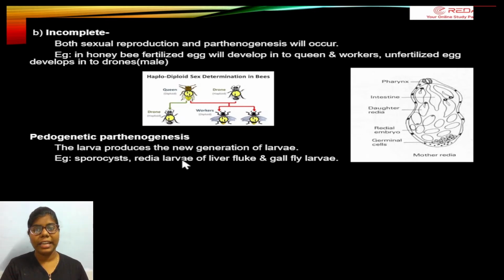Example I have given, redia larva. Liver flukeல இருக்க it is a redia larva, mother redia. Okay, so the redia larva in the liver fluke will again be producing another set of larvae. So it is called pedogenetic parthenogenesis.